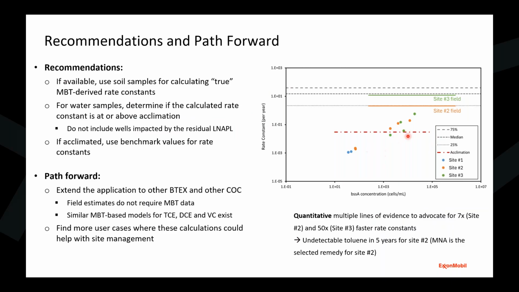These are data points that I didn't have at the time we wrote the manuscript, but I obtained this data from a colleague. You can see that site number 1 is below acclimation, so we don't really consider it. Site number 2 and site number 3 are above acclimation. And when you calculate the field-based rate constant for sites 2 and 3, you can see that you are well justified in using the benchmark, because these two rate constants are within the benchmark. And what I find intriguing is that they seem to have some ratio, they seem to be proportional to the MBT-calculated rate constant.